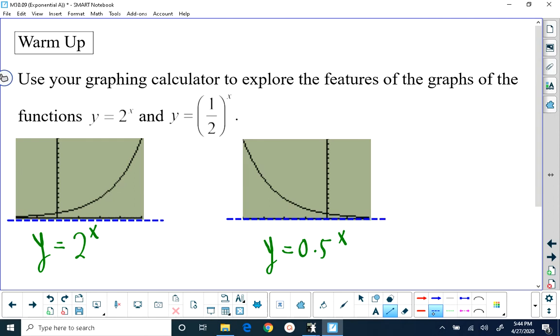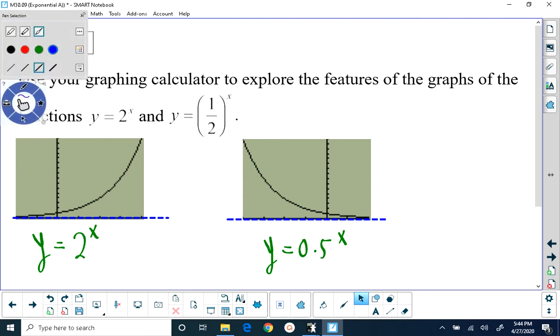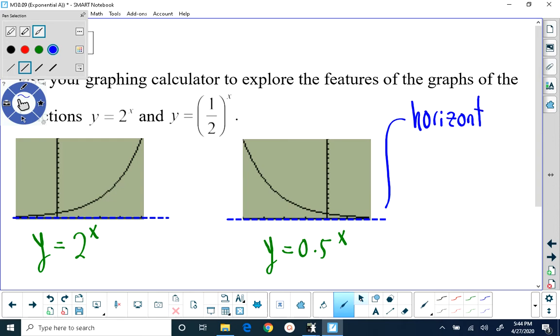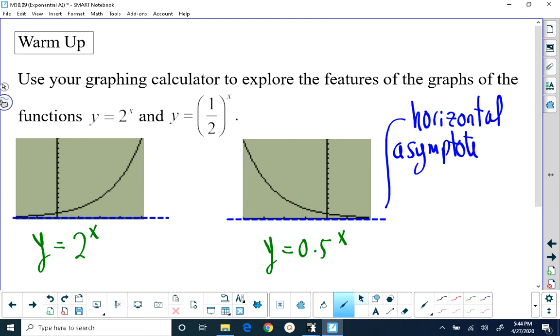Another thing that these two graphs have in common is they have what's called a horizontal asymptote. So this line is called a horizontal asymptote. And a horizontal asymptote is a line that the graph is going to get closer and closer to but never reach. If you were to follow the y equals 0.5 to the x, and you continued to go further and further to the right, that graph would get closer and closer and closer to that dotted line, but it would never reach that dotted line.